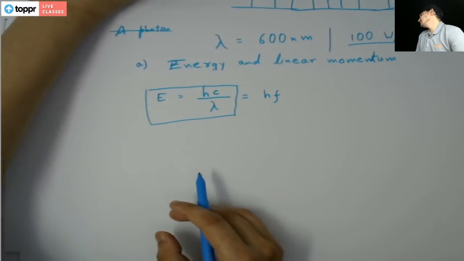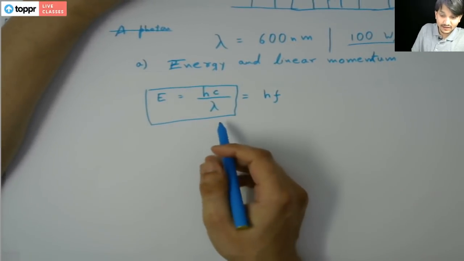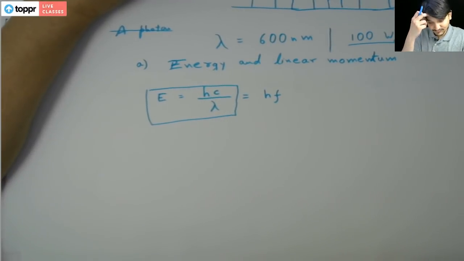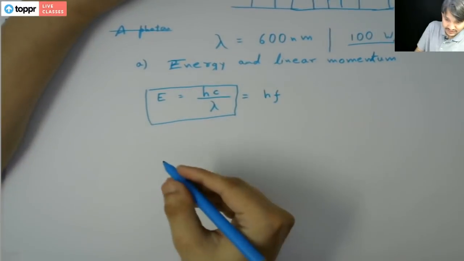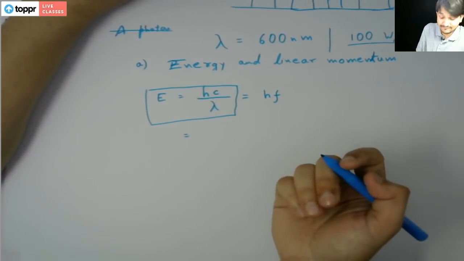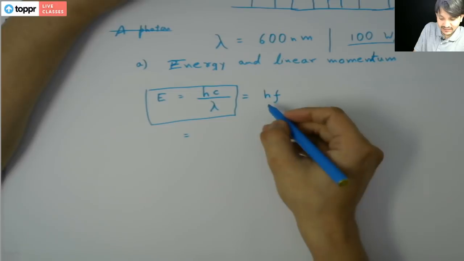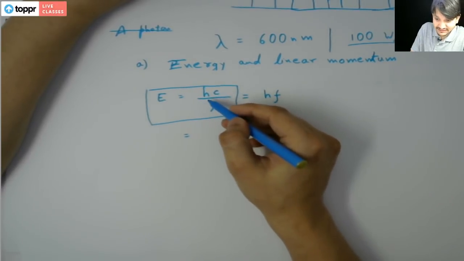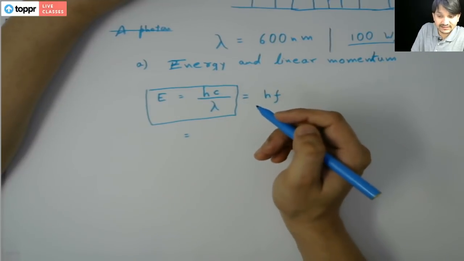I think you can see this here. So the energy of each photon we can find out using this equation. So what is E? What is f? Oh, I'm sorry, we don't have f, but we have c. We know the value of h. What is h? Planck's constant.